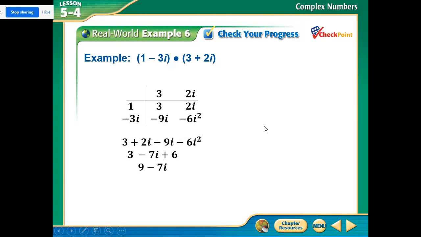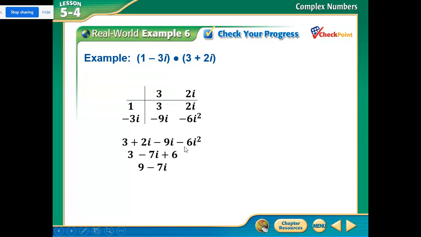All right, we can even multiply them together. Now you can multiply them either with FOIL or with a Punnett square. Both work. So here's 1 and negative 3i on the side here, and here's 3 plus 2i over here. So top left is 3, top right is 2i, then negative 9i and negative 6i squared, so I wrote them all out. Now remember, the i squared is negative 1, so I should never have an i squared in my answer.